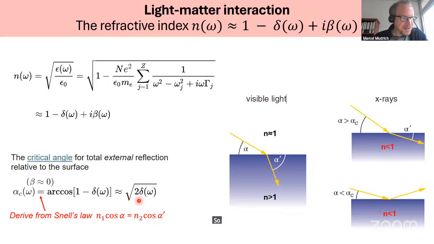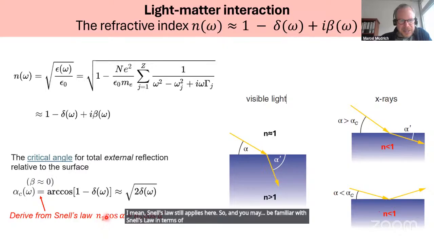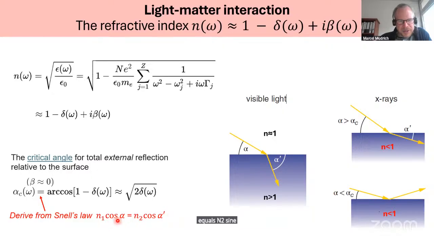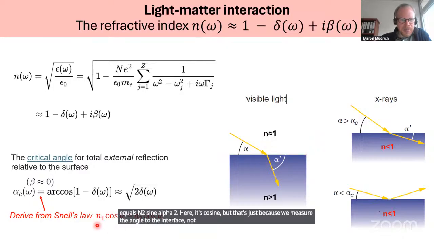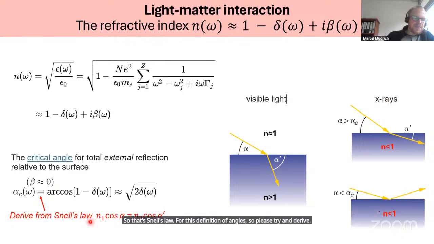So, a little exercise for you. Please derive from Snell's law. I'm sure you all know Snell's law. I mean, Snell's law still applies here. And you may be familiar with Snell's law in terms of n1 times sine alpha 1 equals n2 times sine alpha 2. Here it's cosine, but that's just because we measure the angle to the interface, not to the normal. So that's Snell's law for this definition of angles. So please try and derive this expression for the critical angle for total reflection.